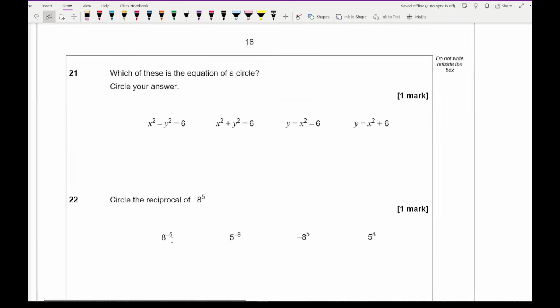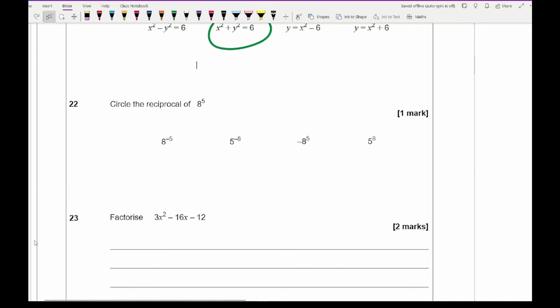Moving on to question 21, it says which of these equations is the equation of a circle? So we're looking for an x squared and a y squared equals a number, so it's going to be our second option. Question 22 says circle the reciprocal of 8 to the power of 5. Well, reciprocal is going to give me this. So then that converted using indices is 8 to the power of minus 5, which is our first option.